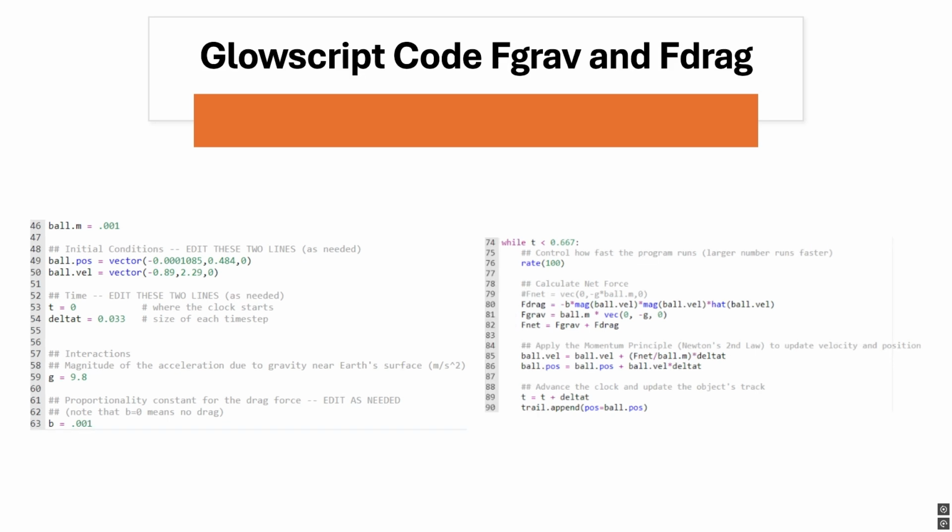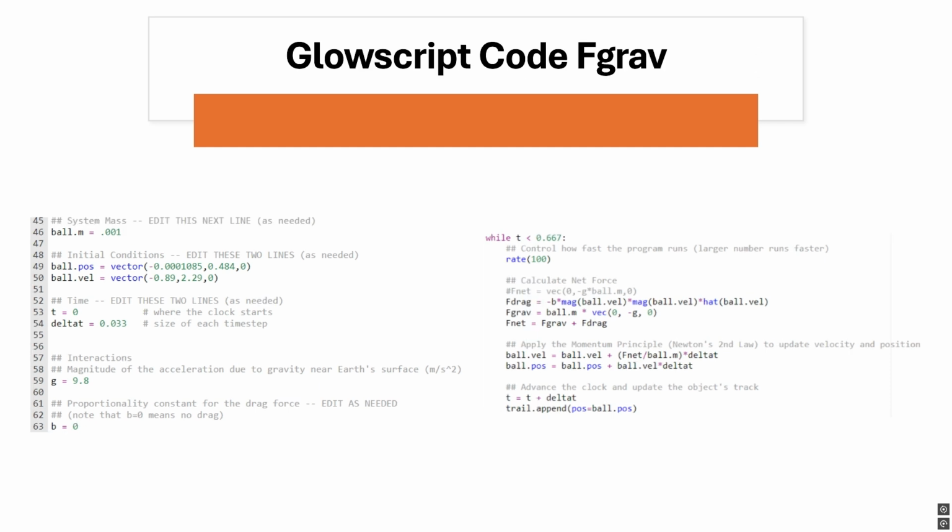In these codes, for the inclusion of drag force, B was increased to 0.001 in order to account for the drag force on the paper ball. That's the only thing that was changed throughout these two different codes.